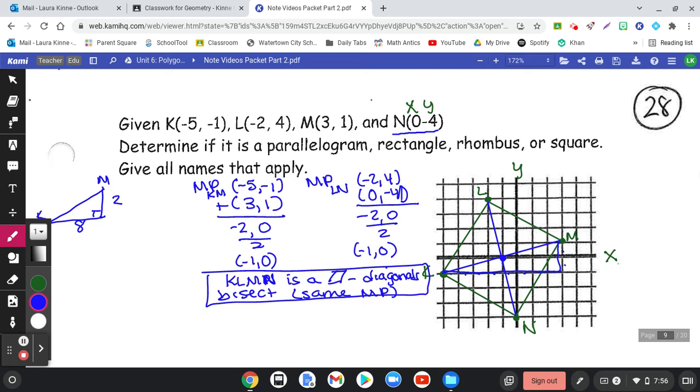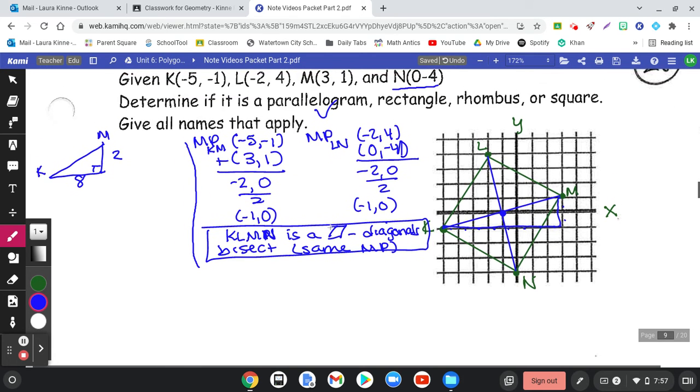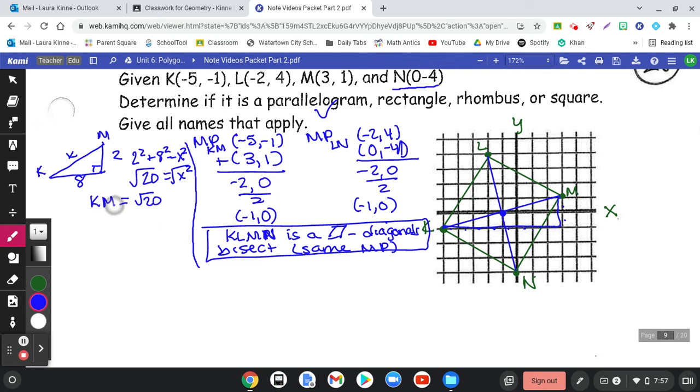All right, so we did parallelogram, and I like to mark it off when I'm done. Rectangle now, so let's go back over to what I was doing before. So rectangle, you want to show that they're the same length. All right, so KM is your hypotenuse. A squared plus B squared equals C squared. So 4 plus 16 is 20. Now just take the square root. So the length of KM equals radical 20.